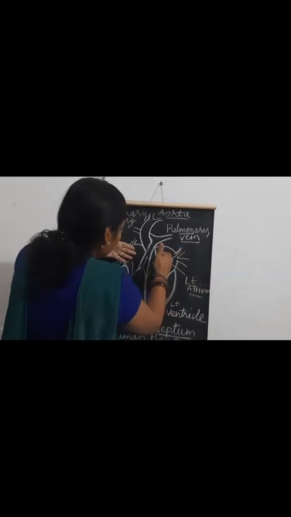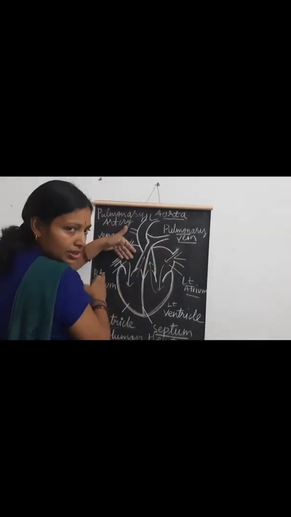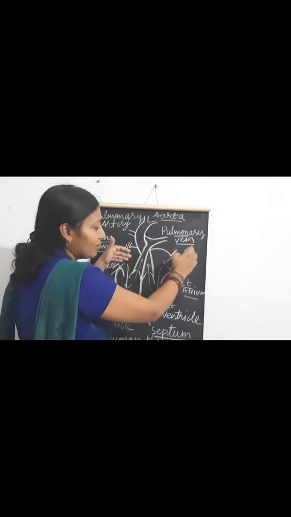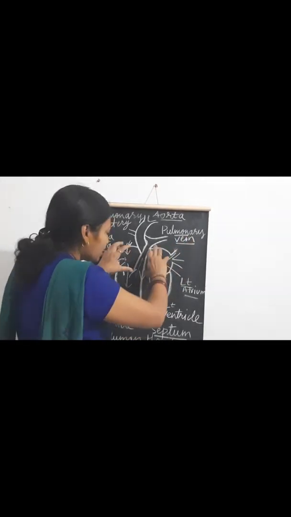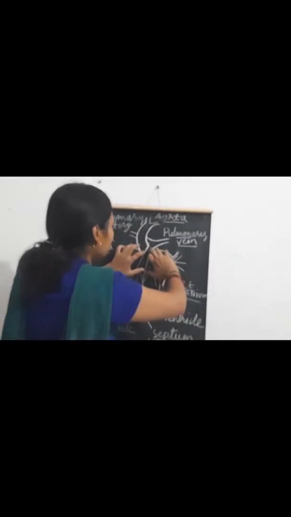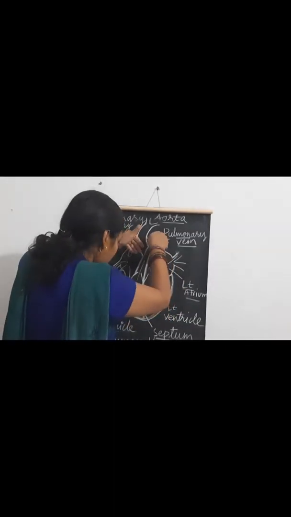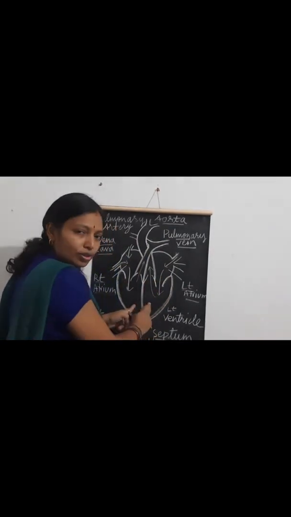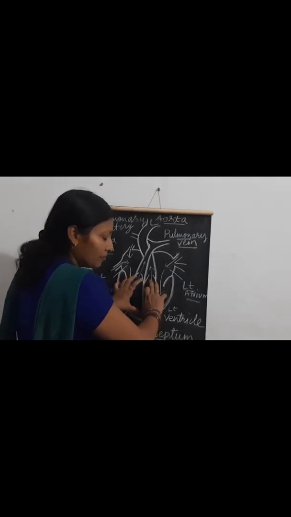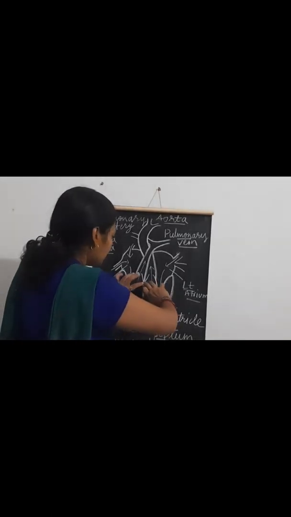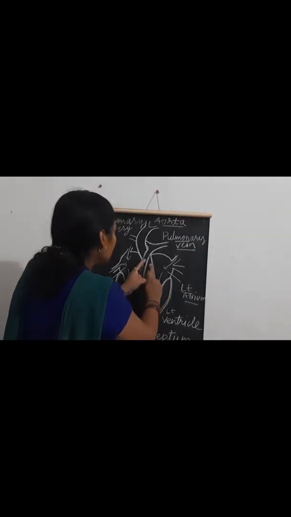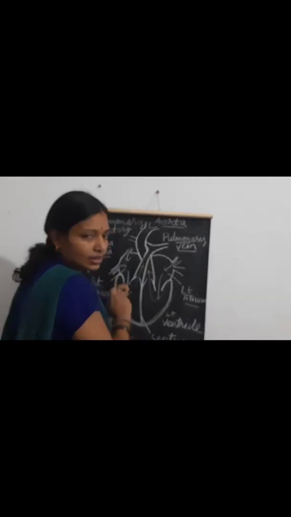From this side, the vena cavas pour deoxygenated blood, and from this side, the pulmonary vein pours oxygen rich blood. So simultaneously, these two top chambers get filled with the blood. Then they contract and push the blood into the lower chamber, right ventricles. So now this right ventricle is filled with the blood. Next, together they will contract and pump the blood into these two vessels.